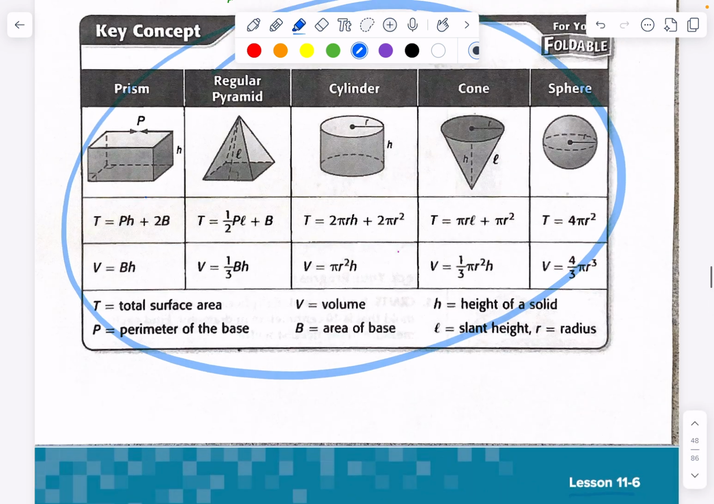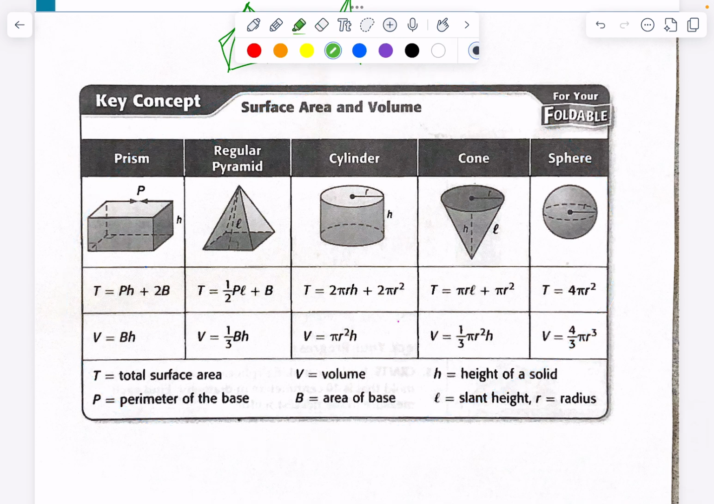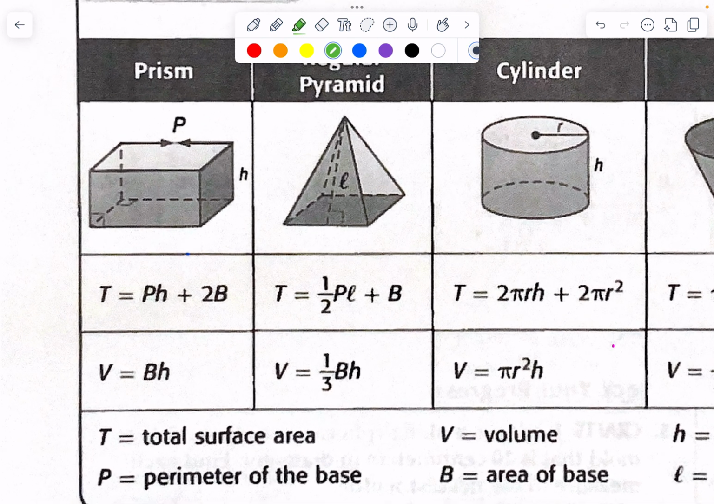So let's start off with going over the volume formulas just so you're familiar with these. The first one, they start us off with prism. The volume formula is way smaller than the surface area formula for a prism. And for volume, they have capital BH. Capital B means the area of the base. So I'm going to write that in here: area of the base.